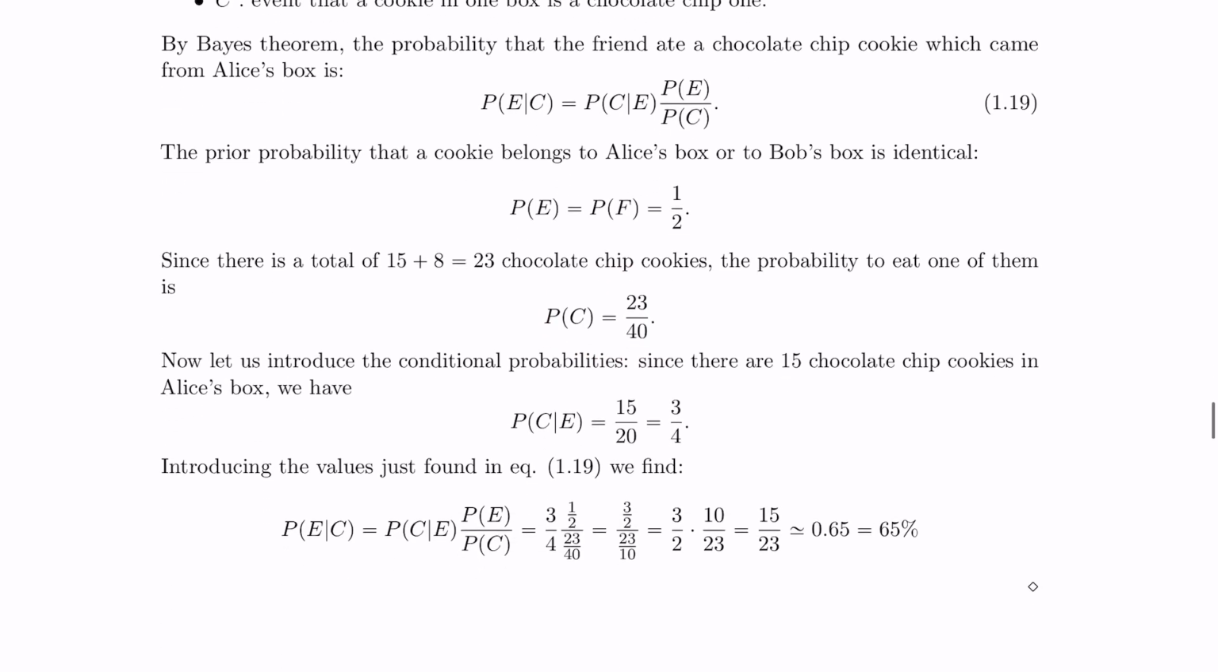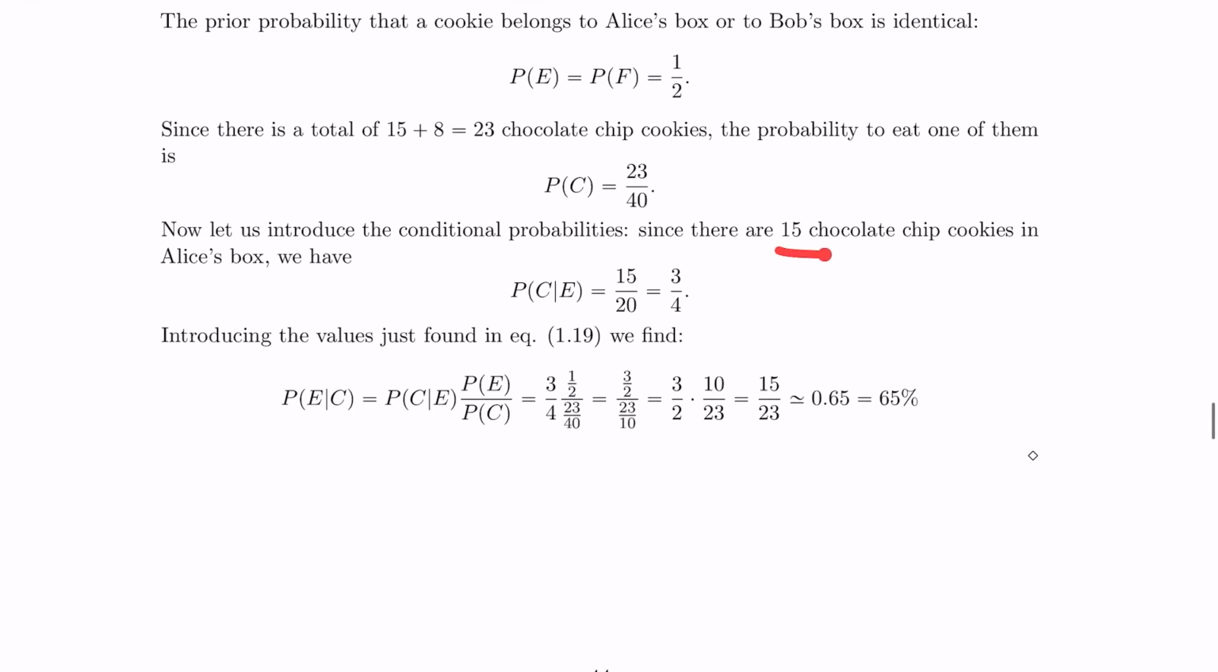Finally, since there are 15 chocolate chip cookies in Alice's box, we have that the conditional probability of C given E is 15 divided by 20, that is 3 divided by 4. If we introduce the values that we have just found in Bayes' theorem, we obtain around 65% of probability that the chocolate chip cookie came from Alice's box.